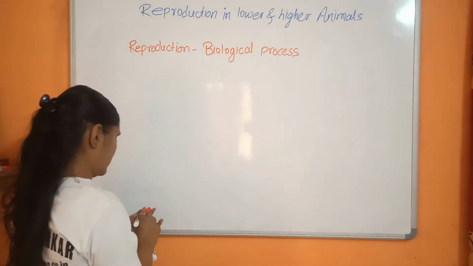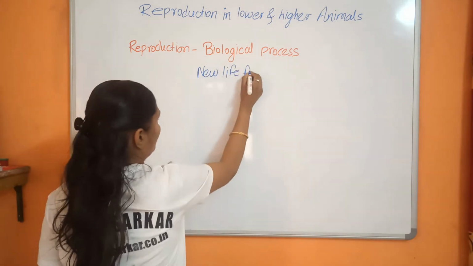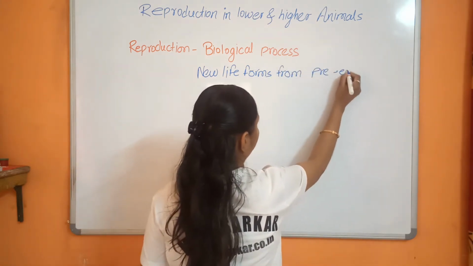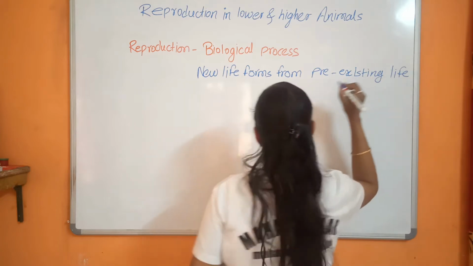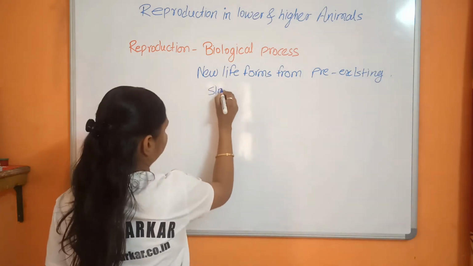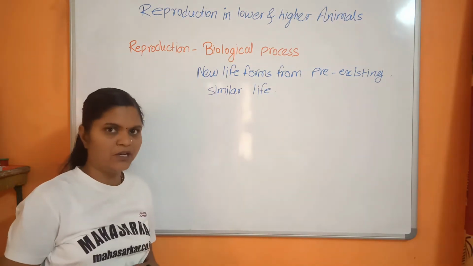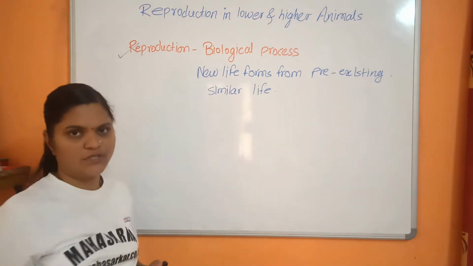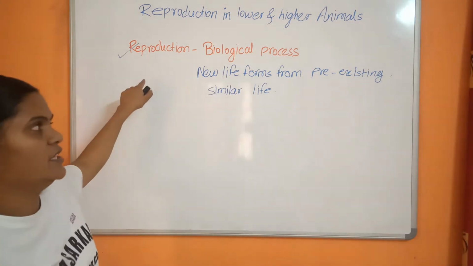So reproduction is a biological process in which new life forms from pre-existing life. New life forms from pre-existing, we call it similar life. Every organism has a particular lifespan. To maintain the species on earth, every organism must show this process. So reproduction is important, and for a species to survive on earth, reproduction is one of the most important or major life processes.